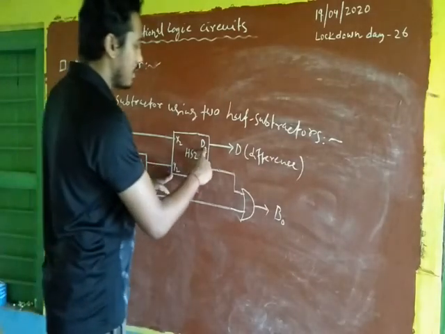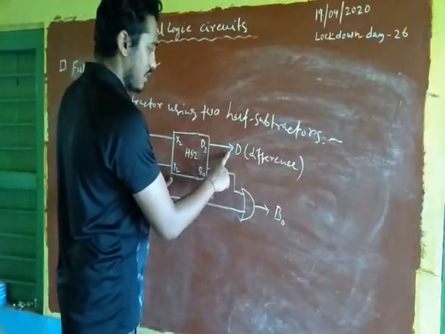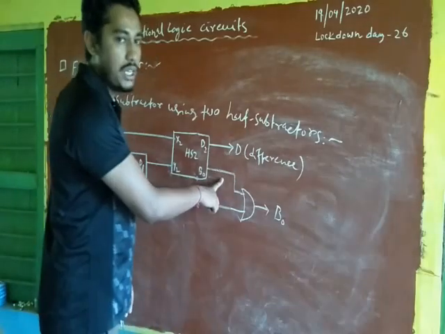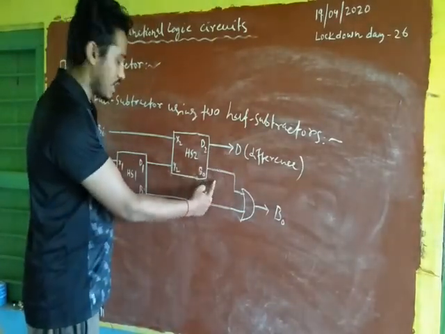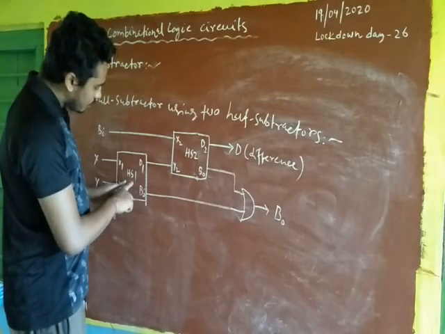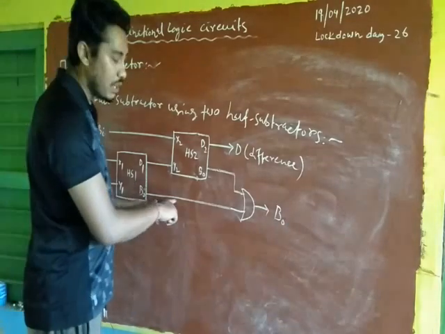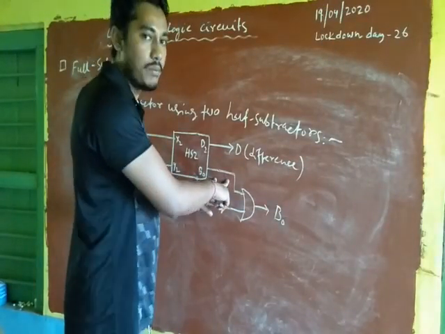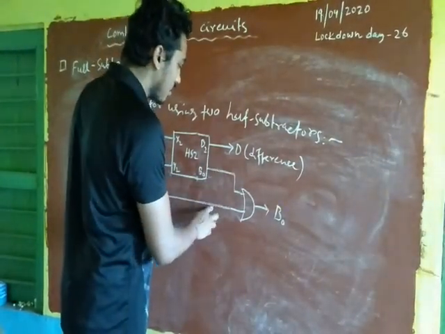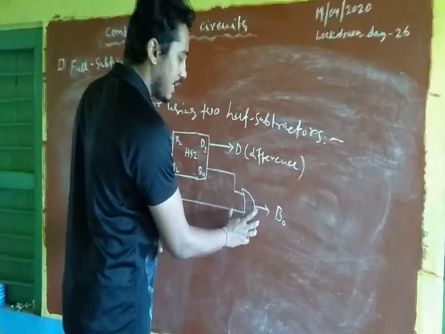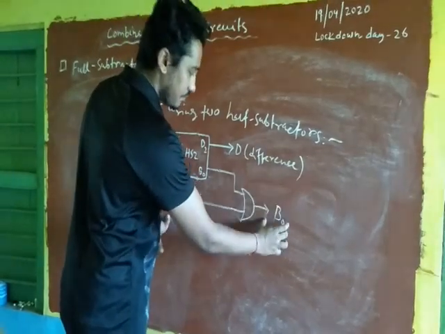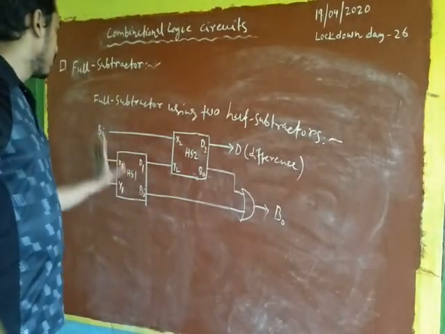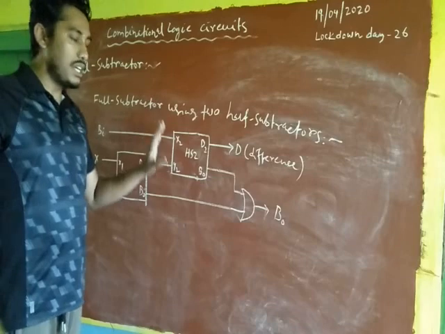Okay, and finally we are getting the difference output D here. And here we are getting the B out from the second half subtractor. Now from the first half subtractor we are getting one borrow output, and from the second half subtractor we are getting another borrow output. Now these two borrow outputs are summed up here using the OR gate, and finally we are getting the borrow output. Okay, so this is the circuit of the full subtractor using two half subtractors.